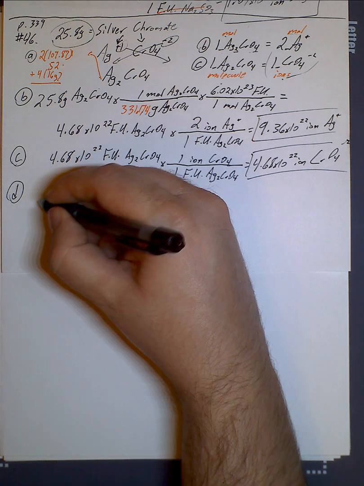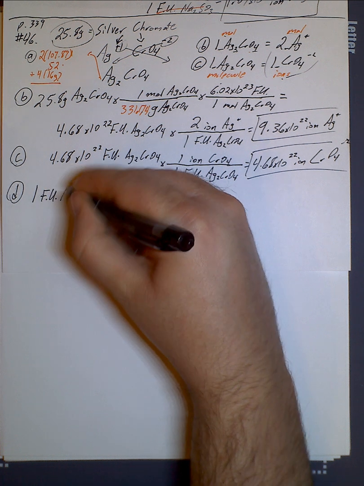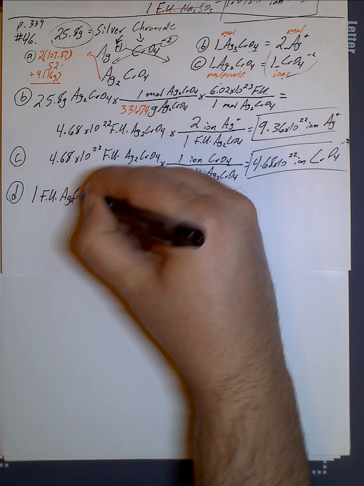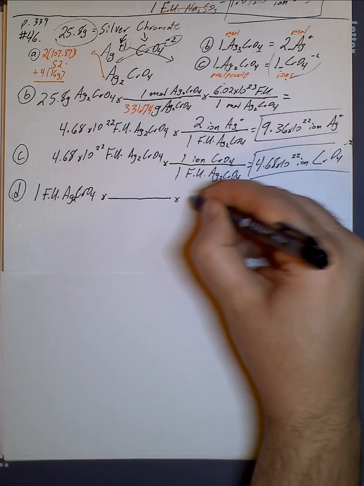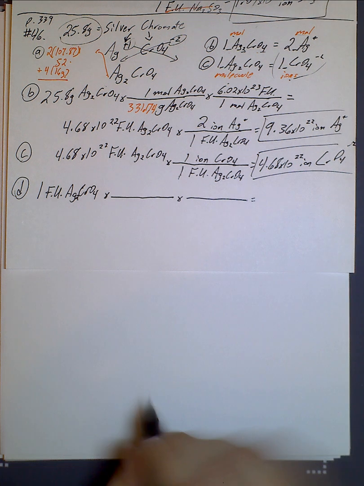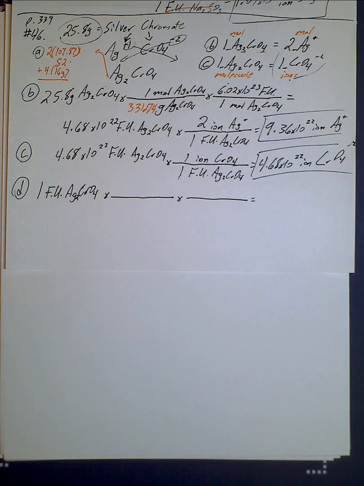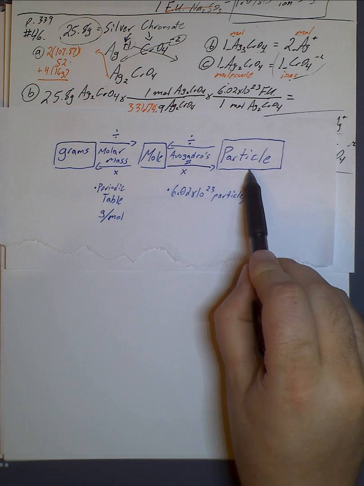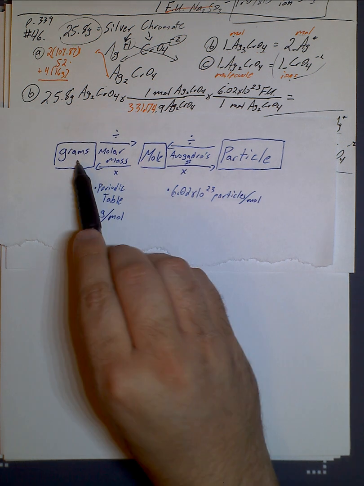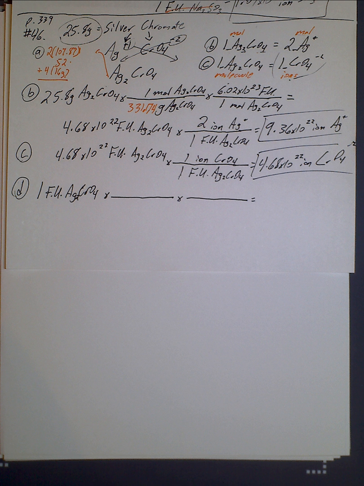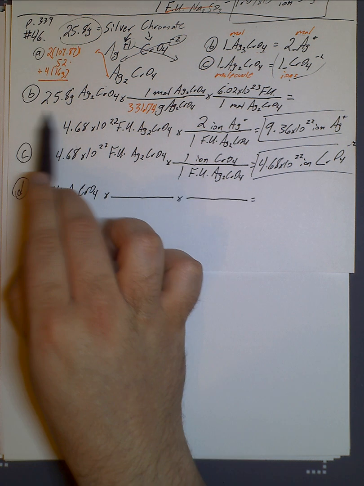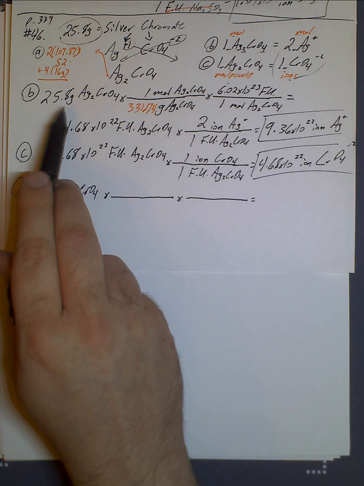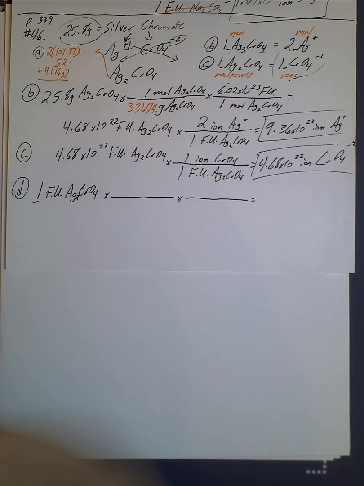So what it wants to do is you have 1 formula unit of Ag2CrO4. And you're going to convert formula units all the way to grams. So you're going from your particle, and you're going to convert to moles, and then we're going to convert to grams. Question D gave us a new number of particles, only 1. This is the number of particles in 25.8 grams, so our answer is going to be much, much, much smaller than that number, right? Because we only got 1 particle now.